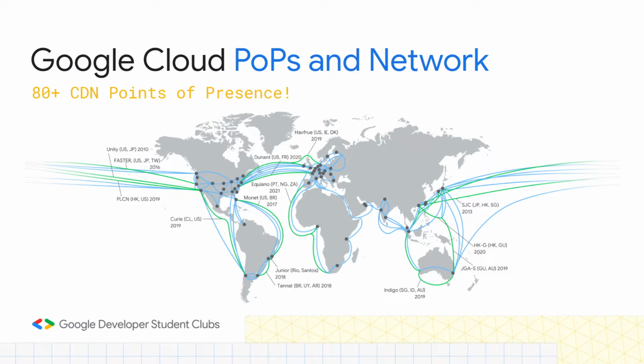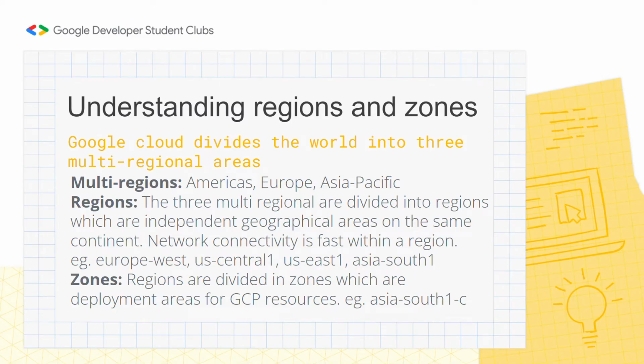Now let's continue with the next one. Let's understand regions and zones. Google Cloud basically divides the world into three multi-regional areas. The multi-regions are Americas, Europe, and Asia Pacific. These three areas are divided into regions. You must have seen Europe West, US Central one, US East, or Asia South one. Asia South one is Mumbai. Asia South two is, we can say, Delhi.